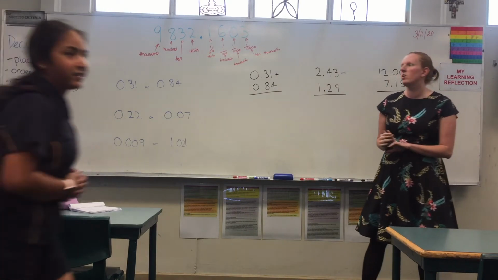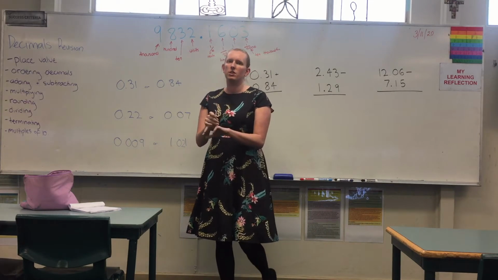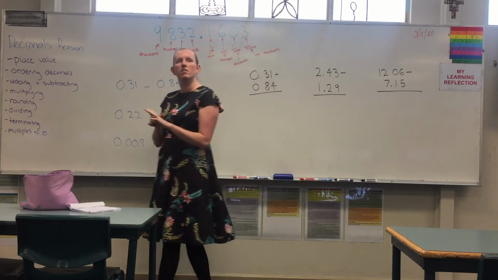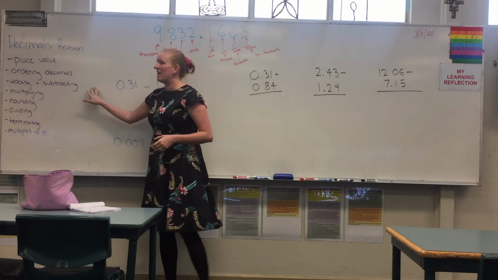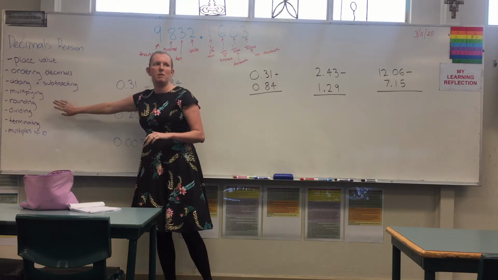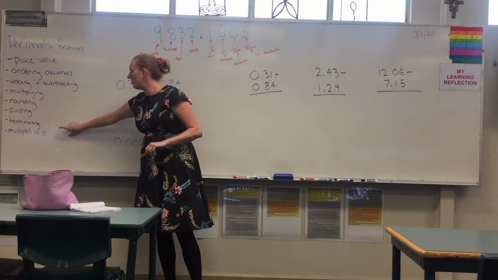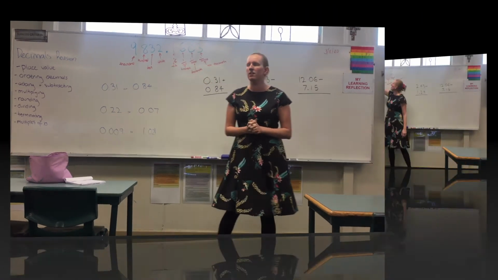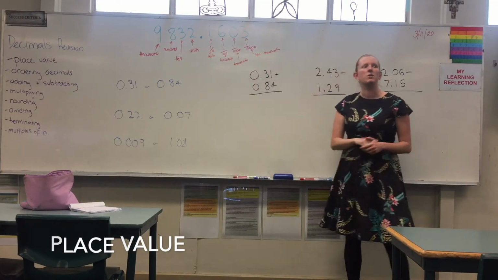The things that we need to know are, we need to have a basic understanding of place value. We need to be able to order the decimals, as in find out which one's bigger and which one's smaller. We need to be able to add and subtract them. We need to be able to multiply. We need to be able to round. We need to be able to divide them, terminate them, and figure out what happens when we're dividing or multiplying by multiples of 10. Each of these digits represents a different place value.